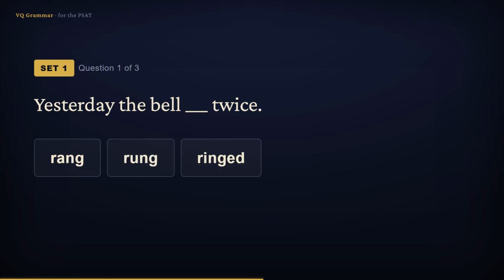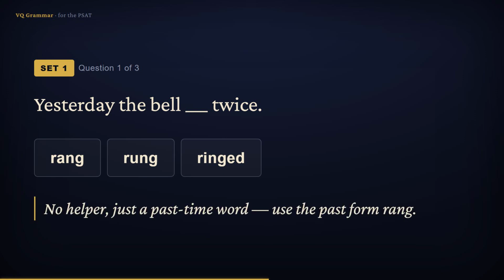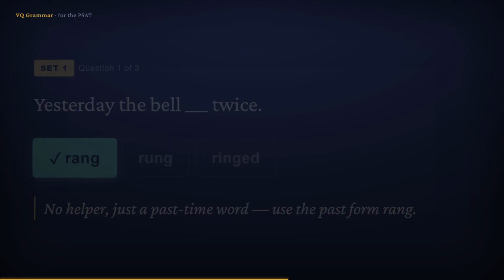Yesterday, the bell blank twice. There's no helping verb here, just the past time word yesterday. So we want the simple past of ring. That's rang. Rung would need a helper in front of it, and ringed isn't a word. So the answer is rang.